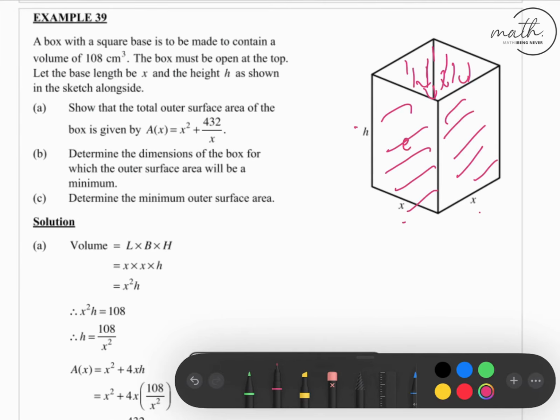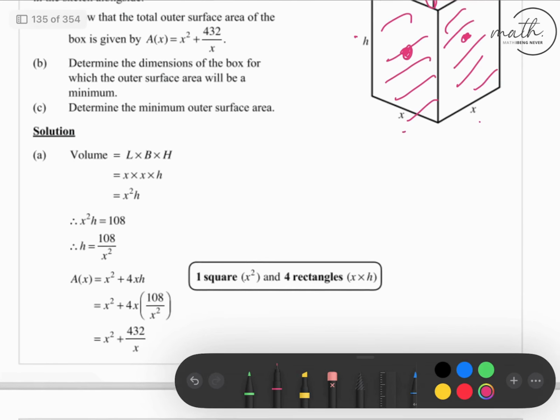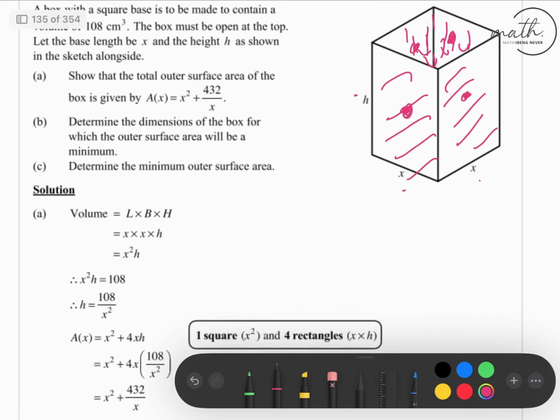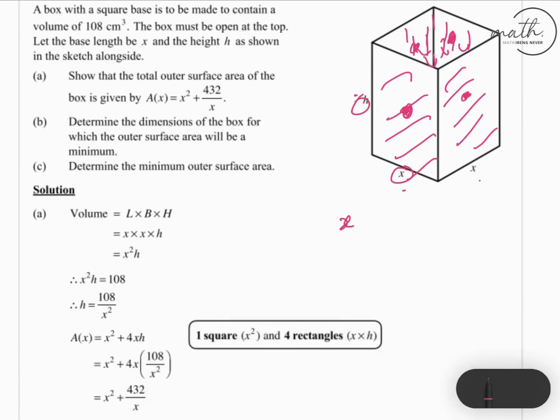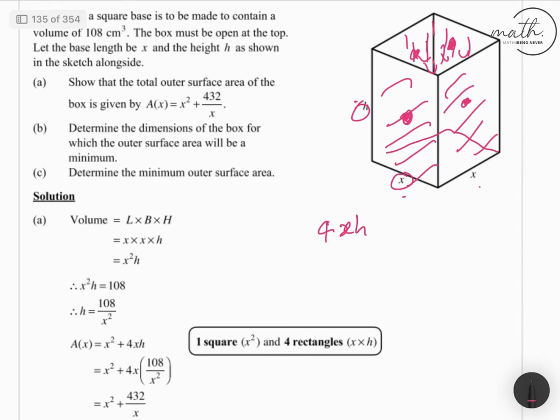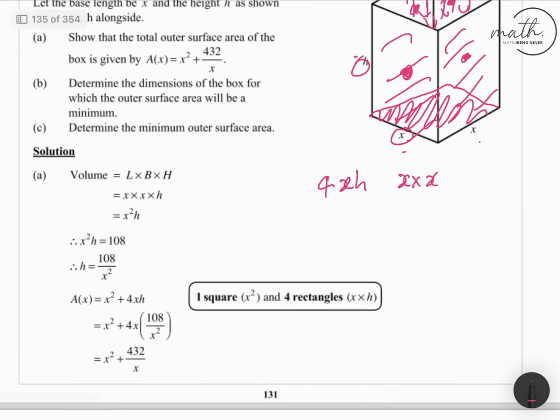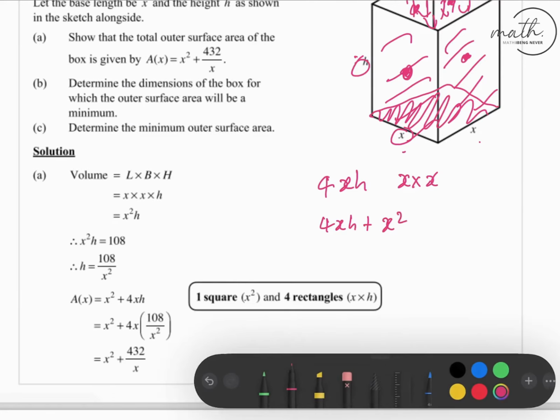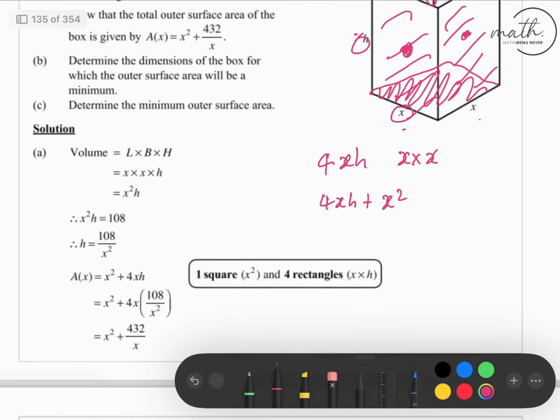So this side appears 4 times, 1, 2, then there's this side which is outside, and this one, so it's 4 times that. The area of that is this times that, so x times h, 4 times. And then we have the base, the one on the floor, which is x times x, so x squared. So the surface area will be 4xh plus x squared. That is the surface area.